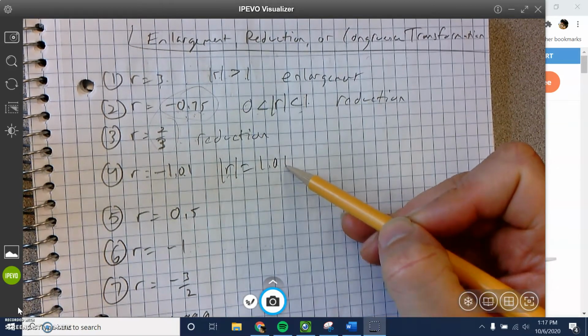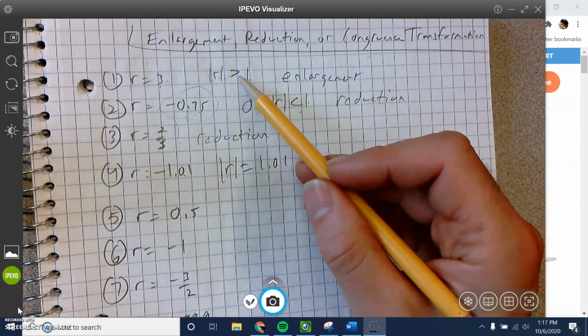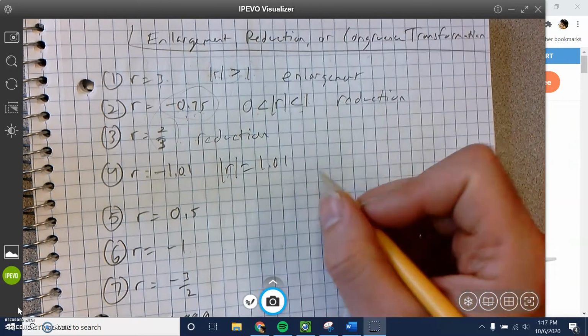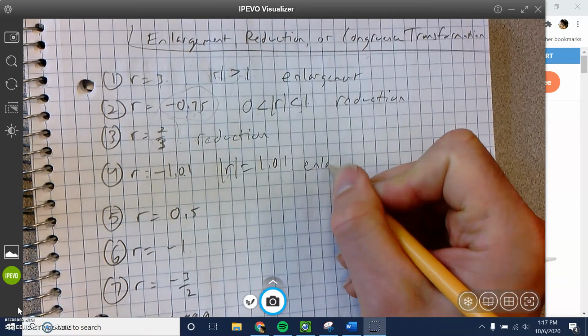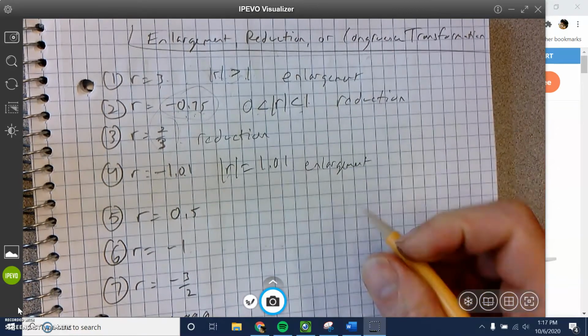I'd rather have $1.01. That's more than just having $1, right? Pac-Man is the bigger man, so this is an enlargement. Not by much, but it's going to get a little bit bigger.